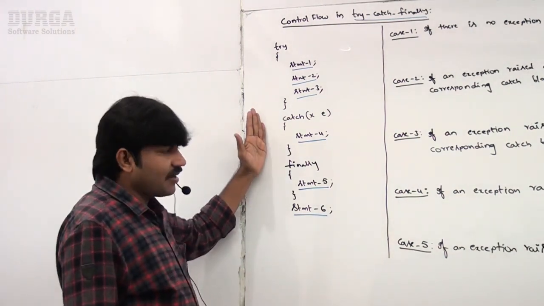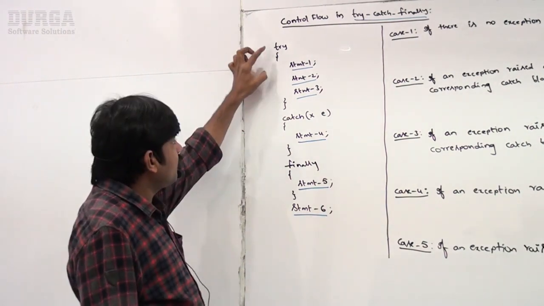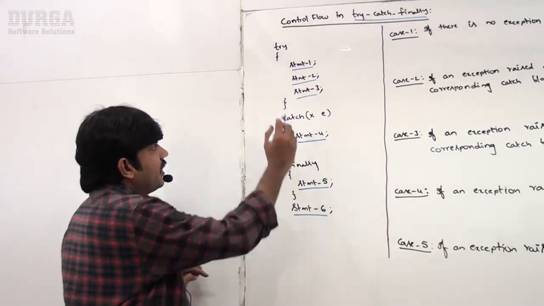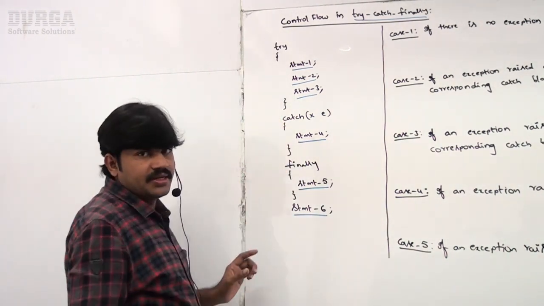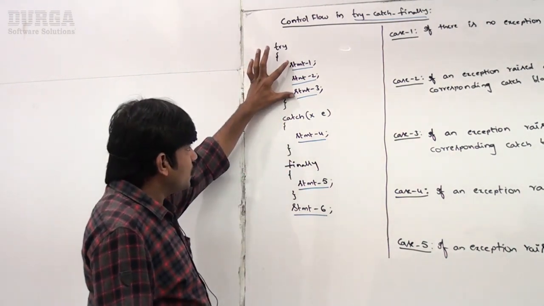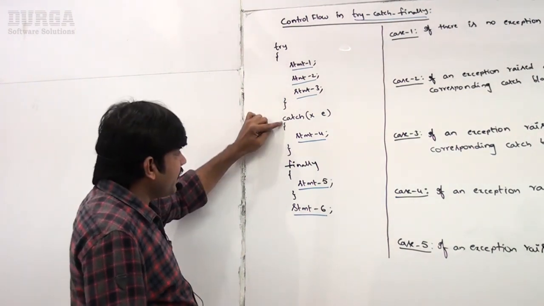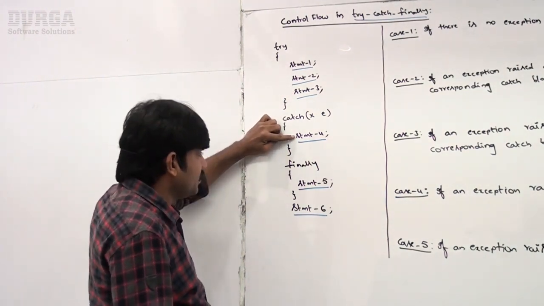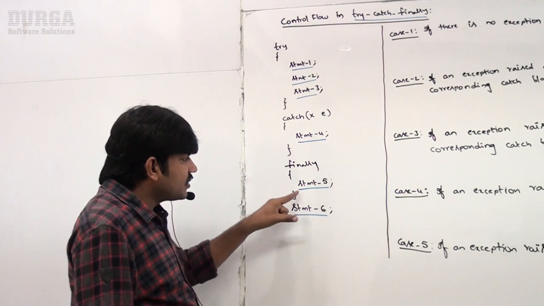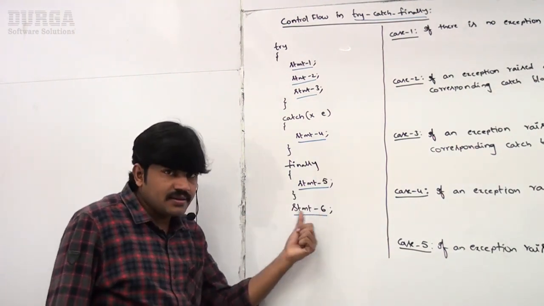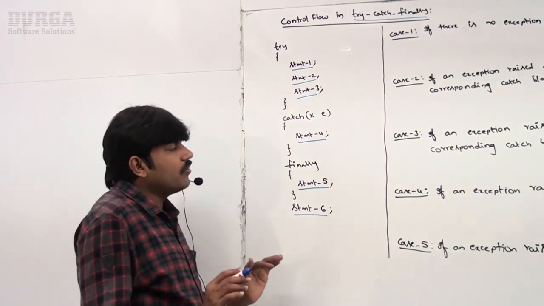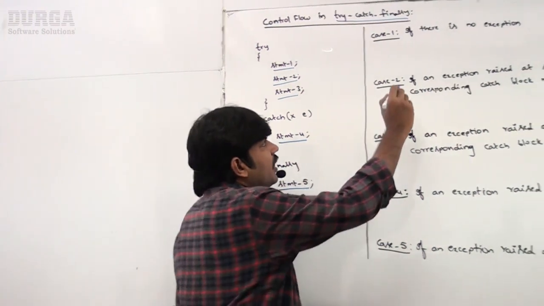Now can I start our cases? Please keep this code in your mind. Inside the try block, statements 1, 2, 3 are there. Inside the catch block, statement 4 is there. Inside the finally block, statement 5 is there, and then statement 6. Now first case, Case 1.